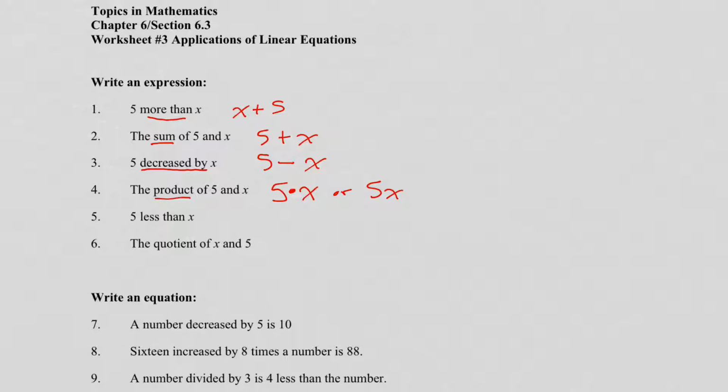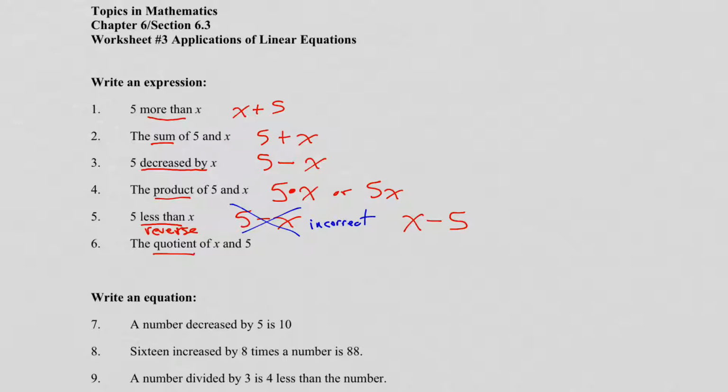5 less than x. Now, be careful with this one. 5 minus x is incorrect, because 5 is being subtracted from x. You're taking the x and you're going to produce 5 less than that x. So in this case, it's in reverse. We're going to put the x first and take 5 from that. So now that's 5 less than x.